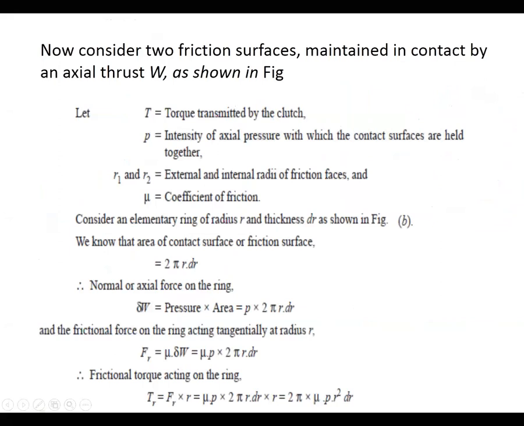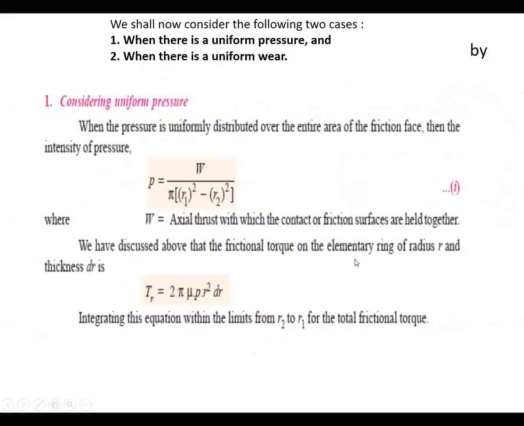Already we saw where the friction is generating and the formula for contact surfaces. We know that the total frictional force is mu p into 2 pi r into dr. So this is one condition. Then by taking uniform pressure and uniform wear, for the uniform pressure condition, this is the formula.